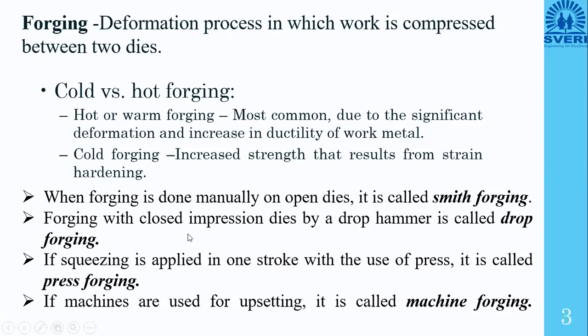Forging with a closed impression die or drop hammer is called drop forging. If squeezing is applied in one stroke with the use of a press, it is called press forging. And if machines are used for upsetting, it is called machine forging. So it's simple. If a press is used, it is called press forging. If a hammer is used, it is called drop forging. If machines are used, it is called machine forging. If squeezing is done by hand, it is called hand forging.